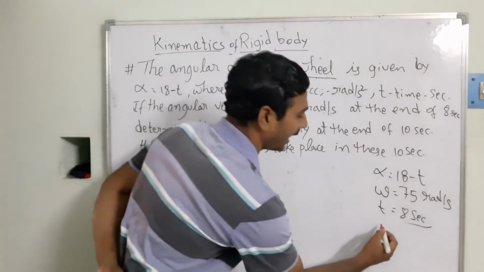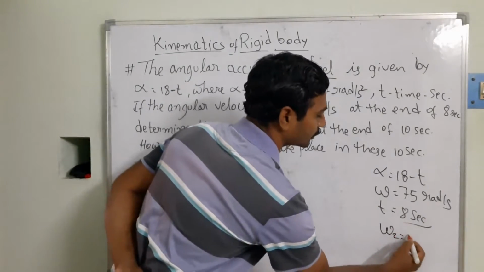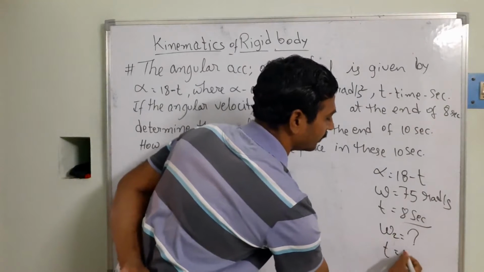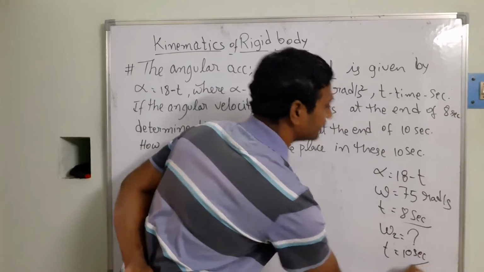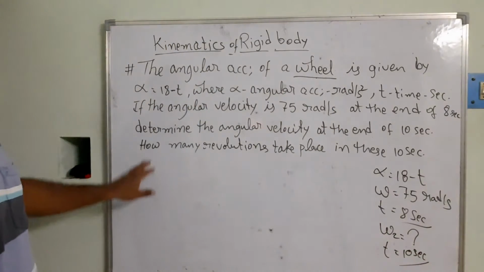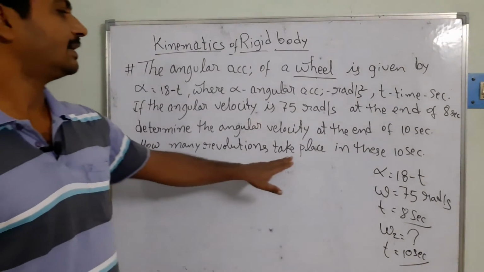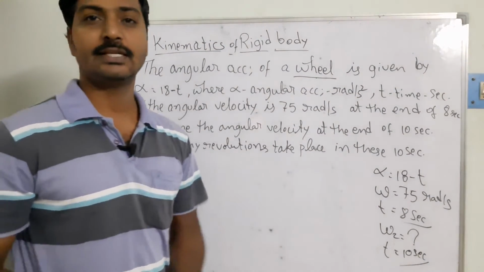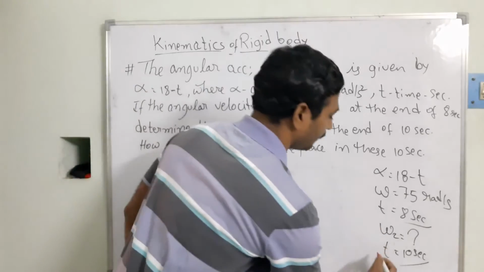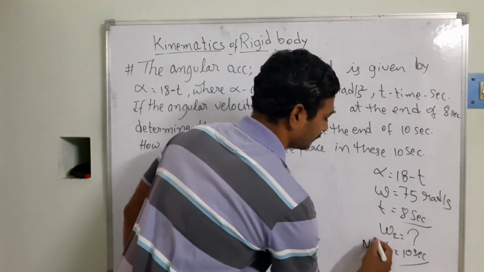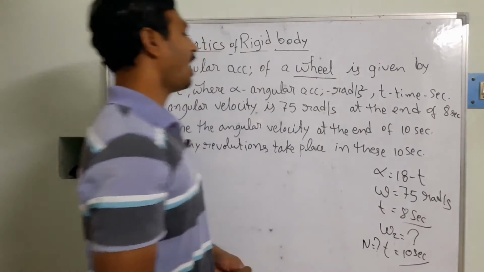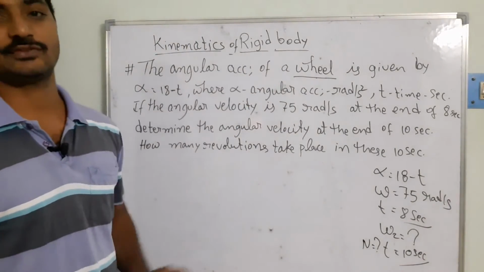So I need to find omega 2, and t is equal to 10 seconds. And how many revolutions take place in these 10 seconds? So I need to find n also. Within these 10 seconds, how many revolutions has the wheel made?